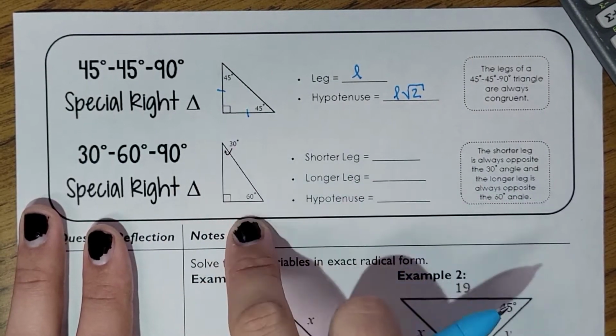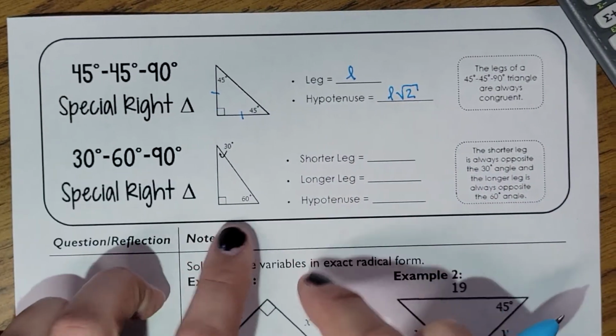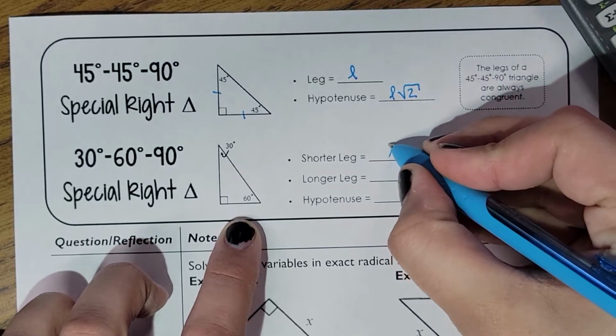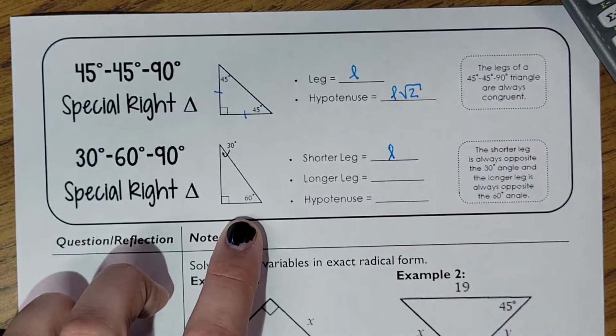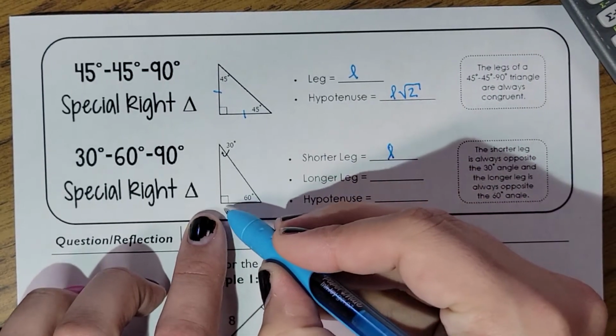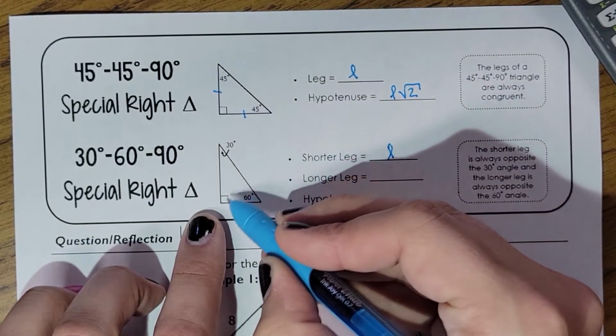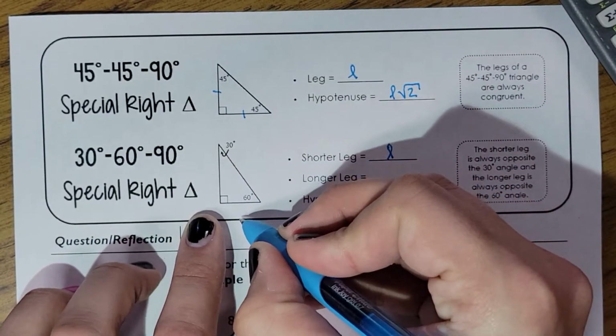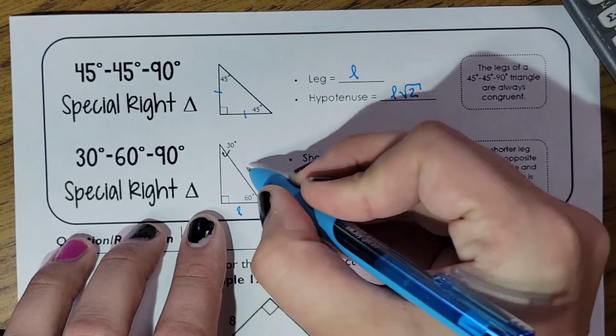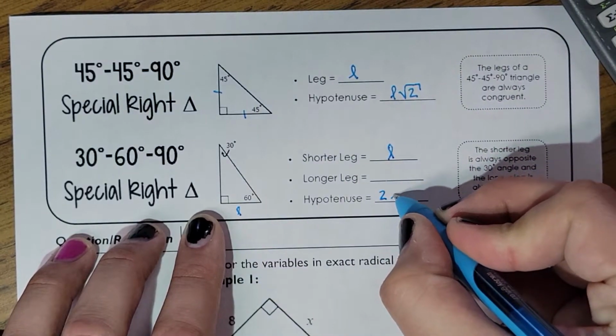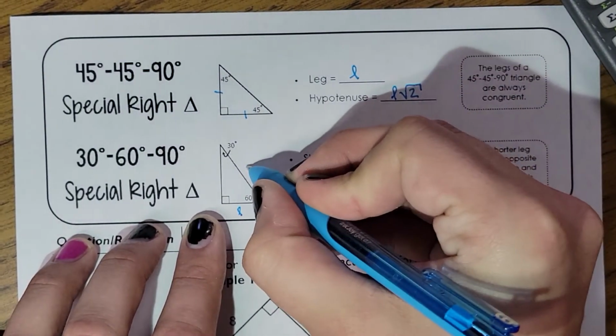In 30, 60, 90, the side across from the 30 is the small side, and that's our base side. That's going to be, again, L. And the way that I usually remember this is I go to my biggest side next. The side across from the 90 is the biggest side. The side across from it is twice that size, 2 times L.